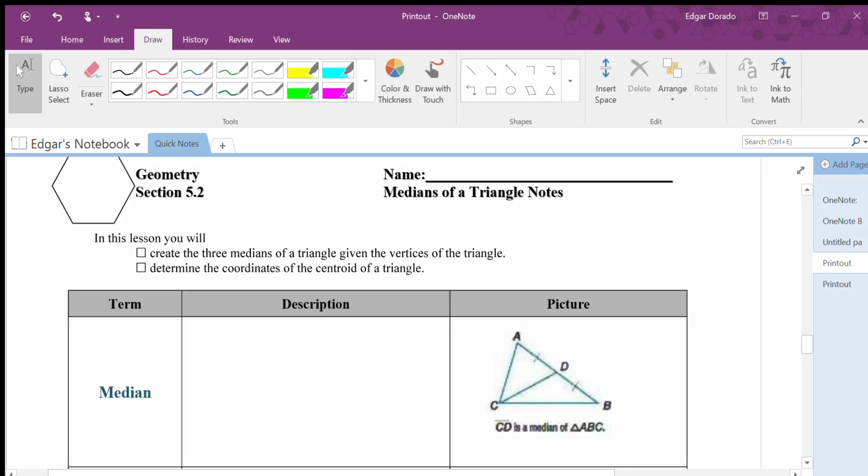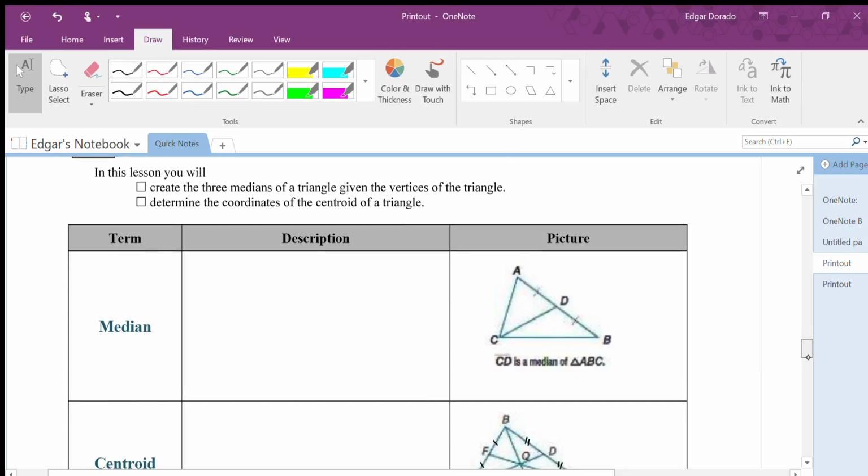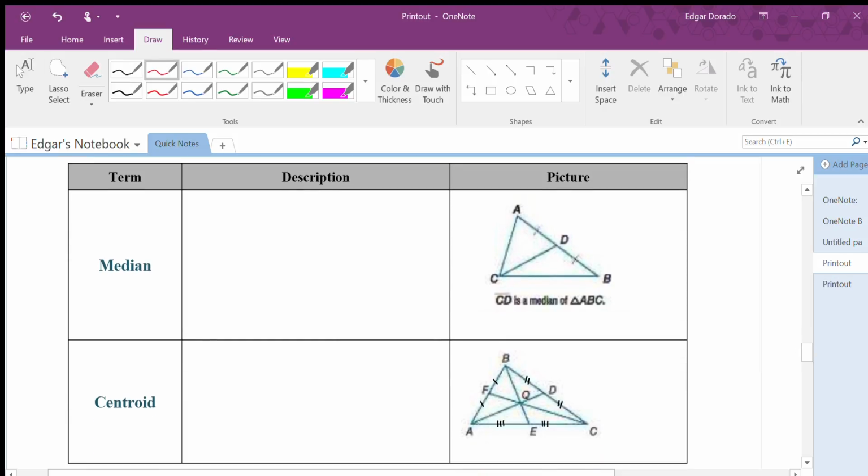In this lesson, we're going to create the three medians of a triangle given the vertices of the triangle. And then we're also going to determine the coordinates of the centroid of a triangle. We're obviously going to have to define a few things here, so let's get started right away.